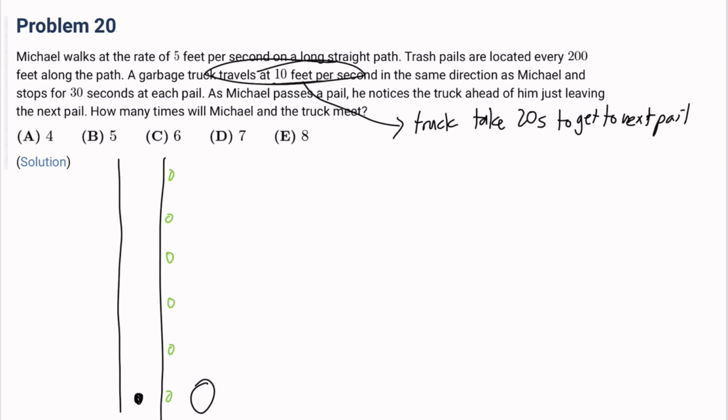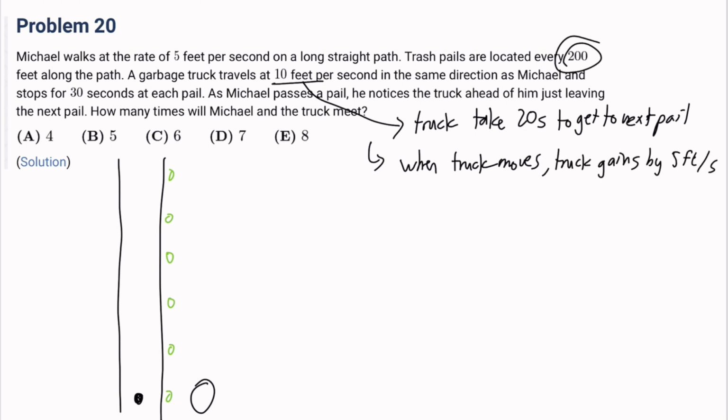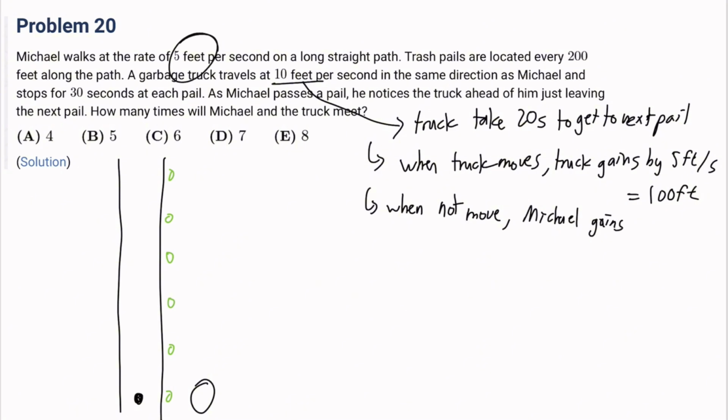Since the truck travels at 10 feet per second, and Michael walks at 5 feet per second, that means when the truck is moving, the truck gains by 5 feet per second, right? But it goes 20 seconds, so it gains by 100 feet. And then when the truck doesn't move, Michael gains on the truck by 5 feet per second, because the truck is just staying still. But it stops for 30 seconds at each pail, so that's 5 times 30, which is 150 feet.